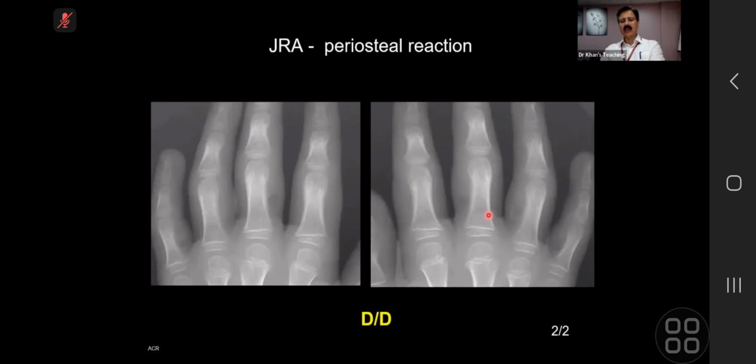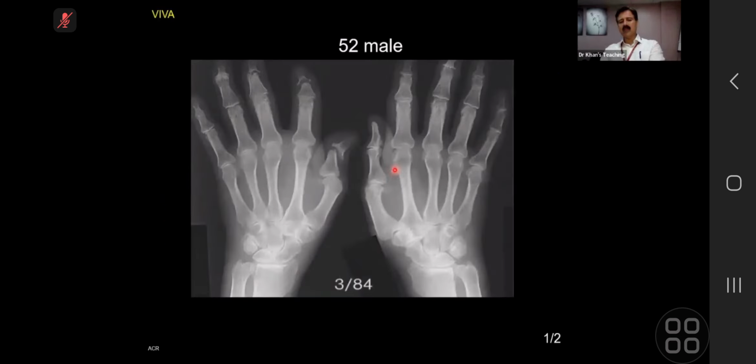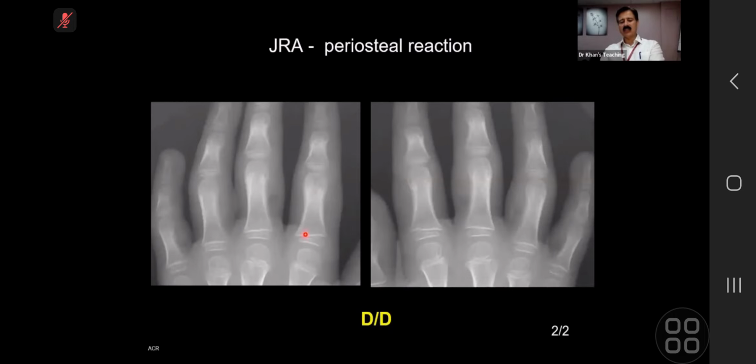Small bones of the hands, if you ask me, it cannot be acute leukemia, it cannot be rickets, it cannot be this, nothing. And because the age of this patient is slightly, it's not an infant or a neonate. So that's the key.